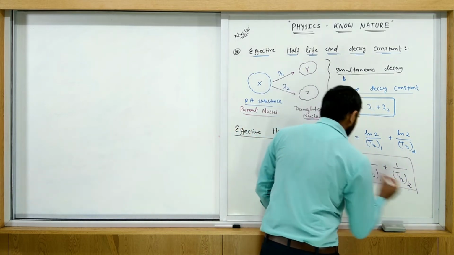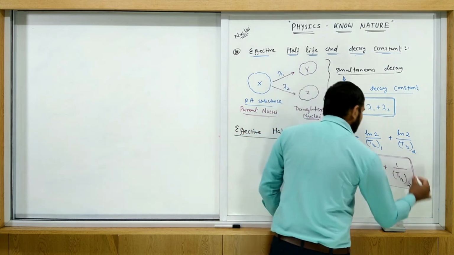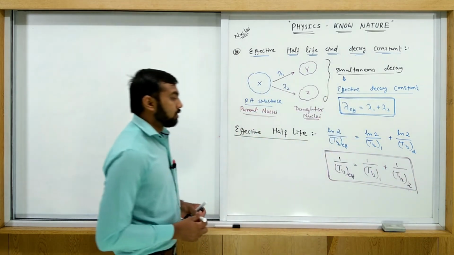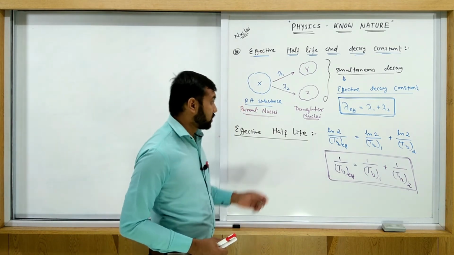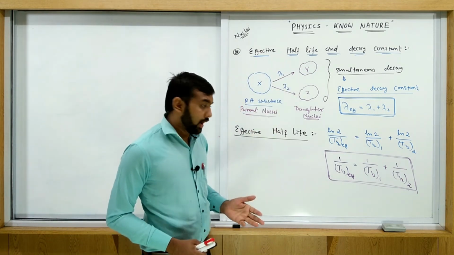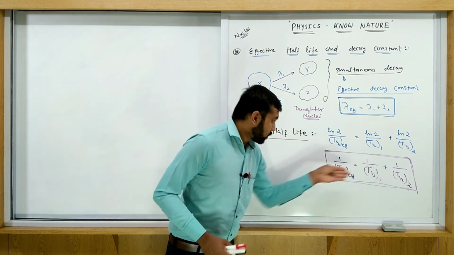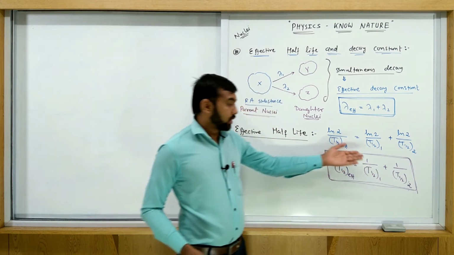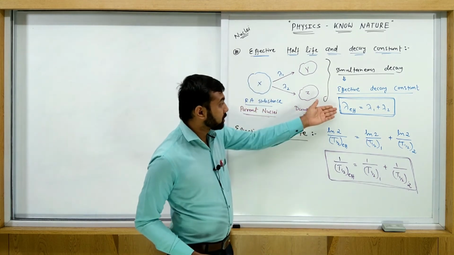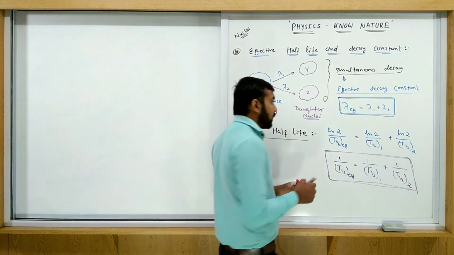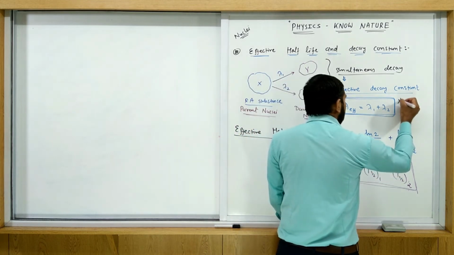This is the equation of effective half-life. Sometimes this type of situation is given to us, then we must write this equation. If the question asks, in a simultaneous decay, to find the effective half-life, use this equation: 1 upon T1 plus 1 upon T2. And to find the effective decay constant, use the other equation. So all of you guys must remember both equations.